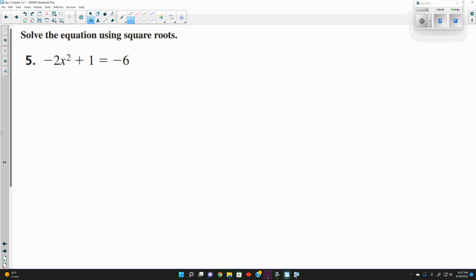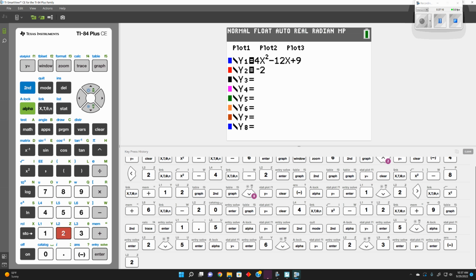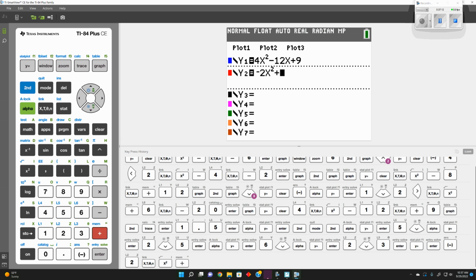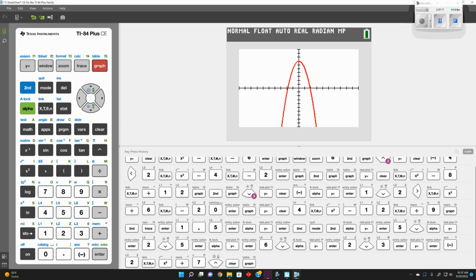Do we have any other questions on a problem like this here? Do you understand this? You just move this 6 to the other side, put it equal to 0, and type it into your calculator. So we can add 6 to both sides: negative 2x squared plus 7 is equal to 0. I meant y equals negative 2x squared plus 7. And we can graph this here.